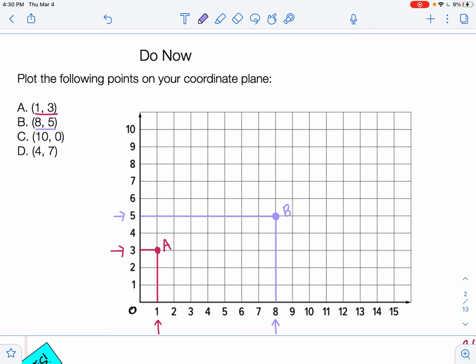Another way to think about this is we're moving 8 spaces right, 1, 2, 3, 4, 5, 6, 7, 8, and then we're moving 5 spaces up, 1, 2, 3, 4, 5, because our coordinate pair is (8, 5). It's okay to use all these extra lines to help you find the point. But the great thing about Desmos and doing all of this online is we can erase those lines when we're finished. We use them to help line up our point, but having them all on our graph is going to make things a little cluttered.